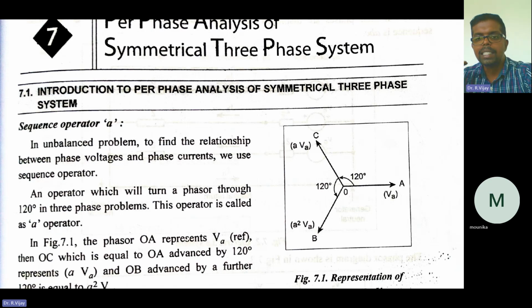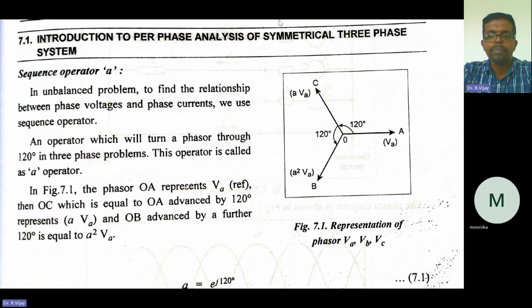Say, for example, it is the A, B, and C phases. So those phases, we are converting into only one phase. That is A phase. So that operator is called the sequence operator A. In an unbalanced system, to find the relationship between the phase voltage and phase current, we use this sequence operator. We mention the phases A, B, and C, and all three relations we write in terms of A, the sequence A operator. So this operator is called the A operator.